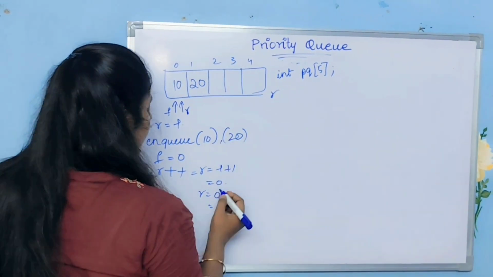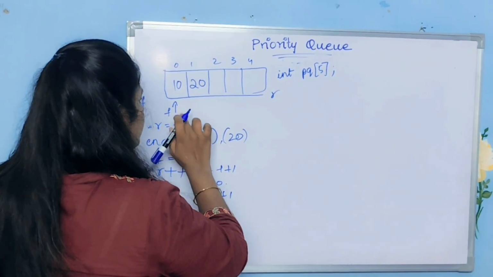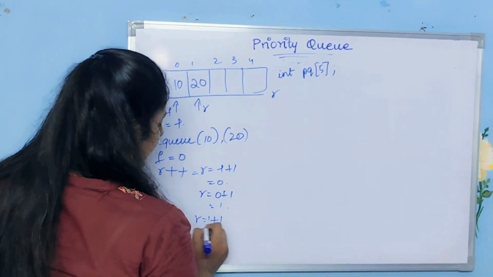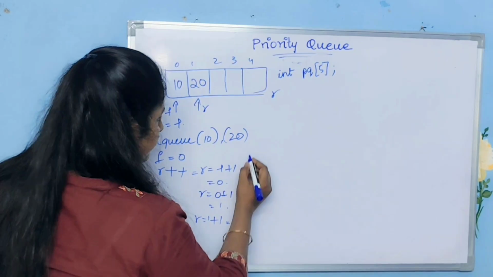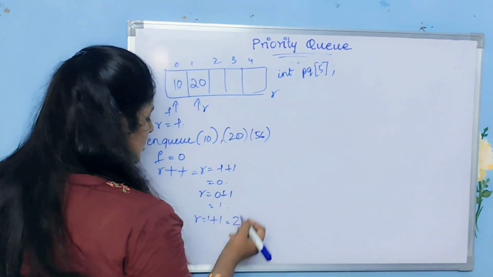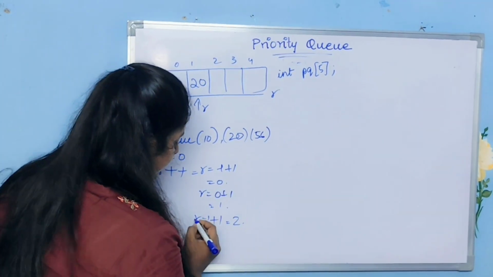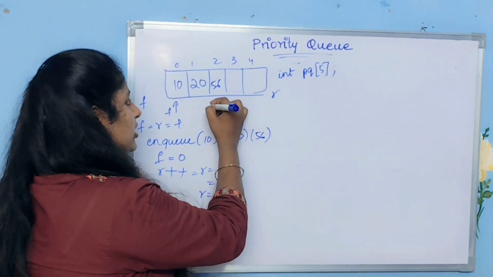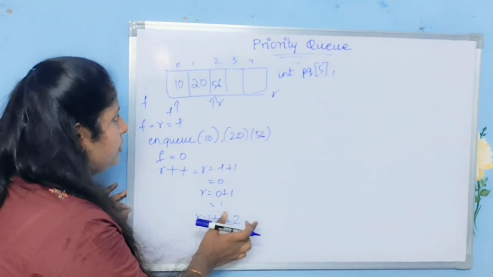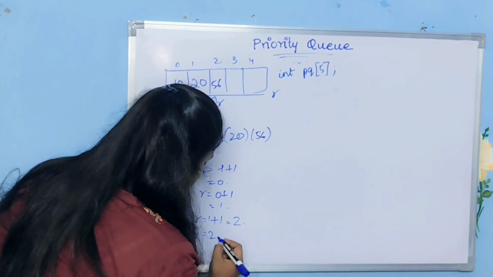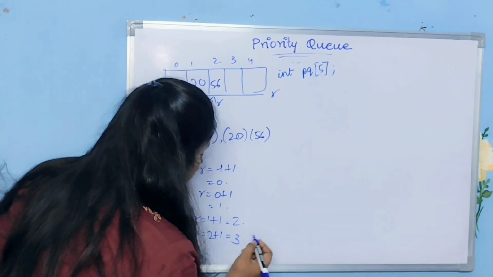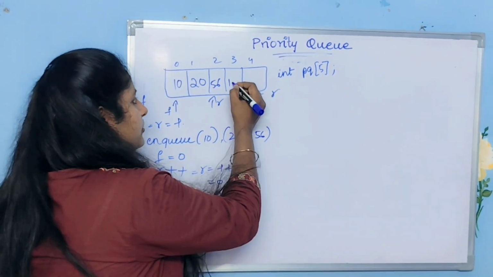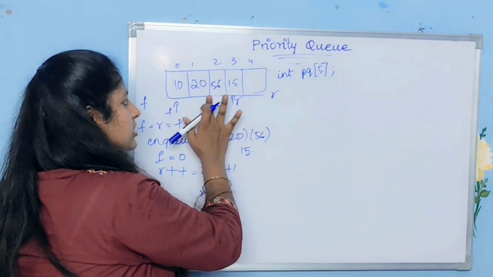Now I try to add 30. Now I try to add one more element. Rear equals 1 plus 1 equals 2. My third element is 56, so 56 is added at the second position. Now rear is incremented again to 3, since rear equals 2 plus 1. My element is 15, so 15 is added at this position.